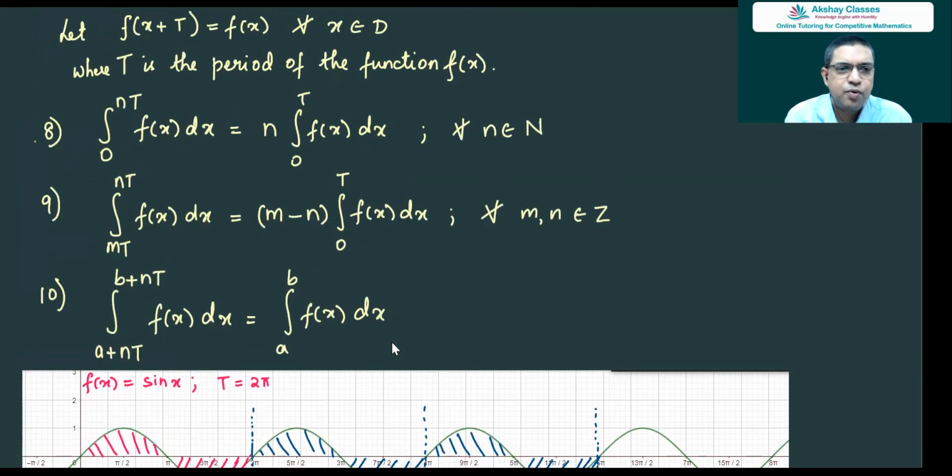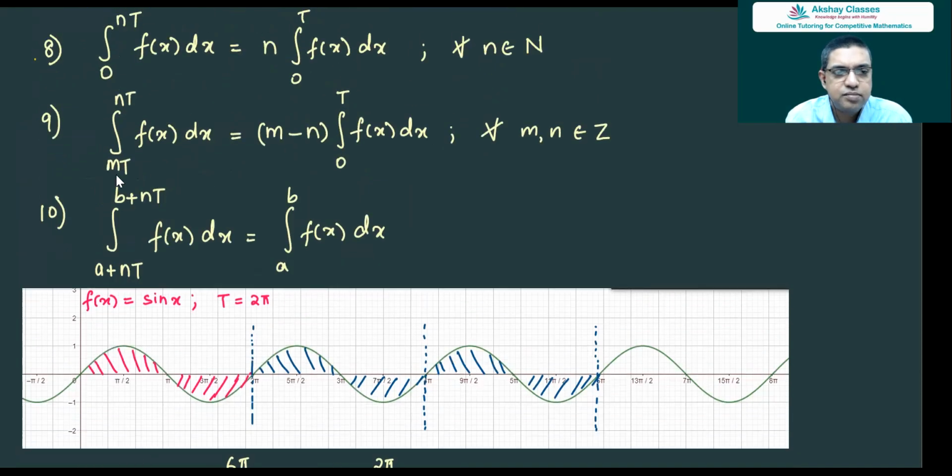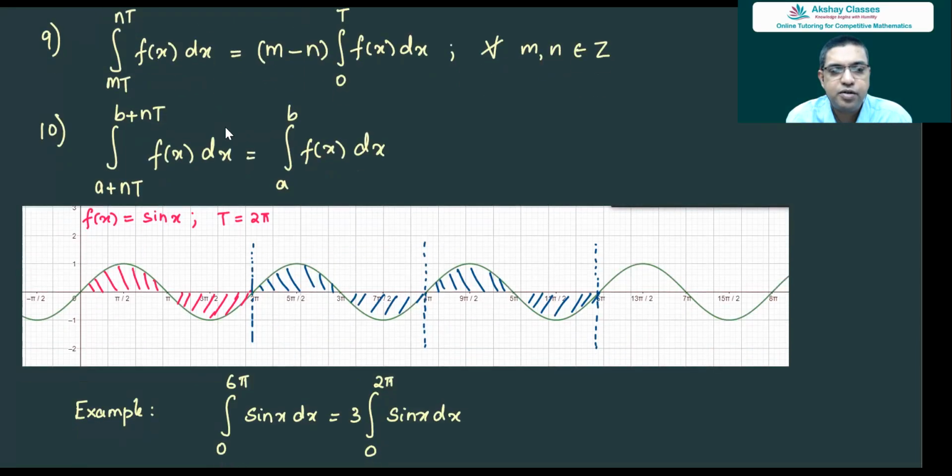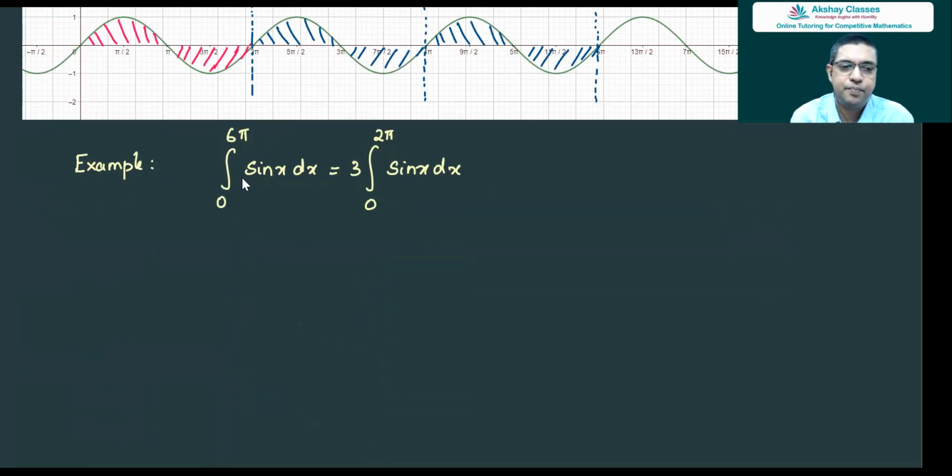And of course, proof also, it's easy. It is not so difficult. You can do by substitutions. We will not get into the proofs right now. Now, suppose I do from 4 pi to 6 pi, or 4 pi to 8 pi, or 2 pi to, this is the first example.